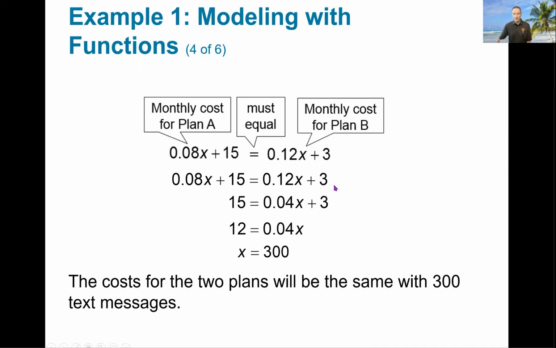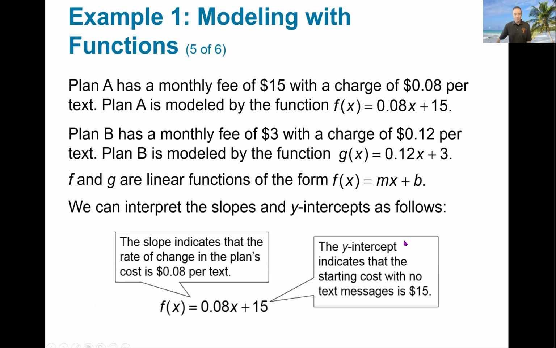If I plugged in 300 here, 0.12 times 300 is going to be 36. 36 plus 3 is 39. Over in the other one, 0.08 times 300 would be 24. 24 plus 15 is 39. So either way, the plan's charge would be $39 per month for this amount of usage.